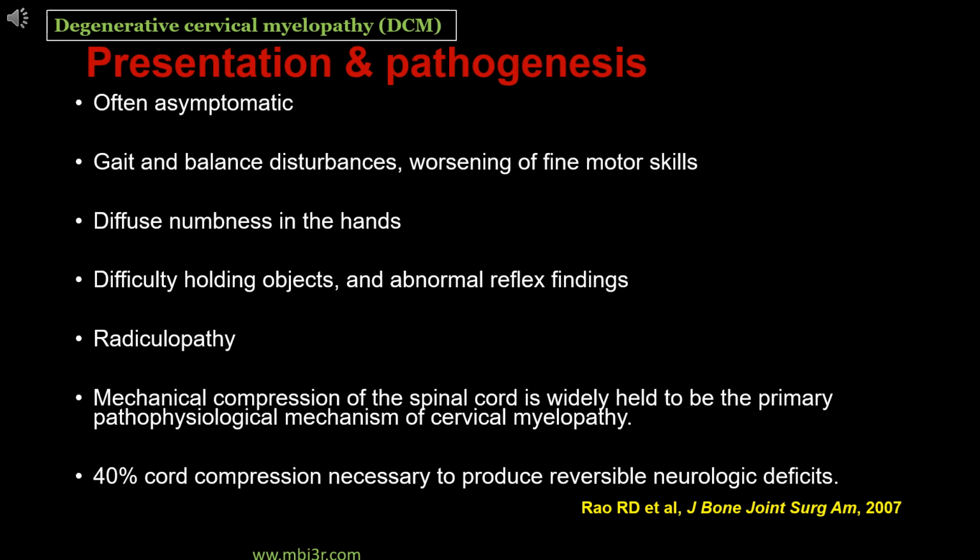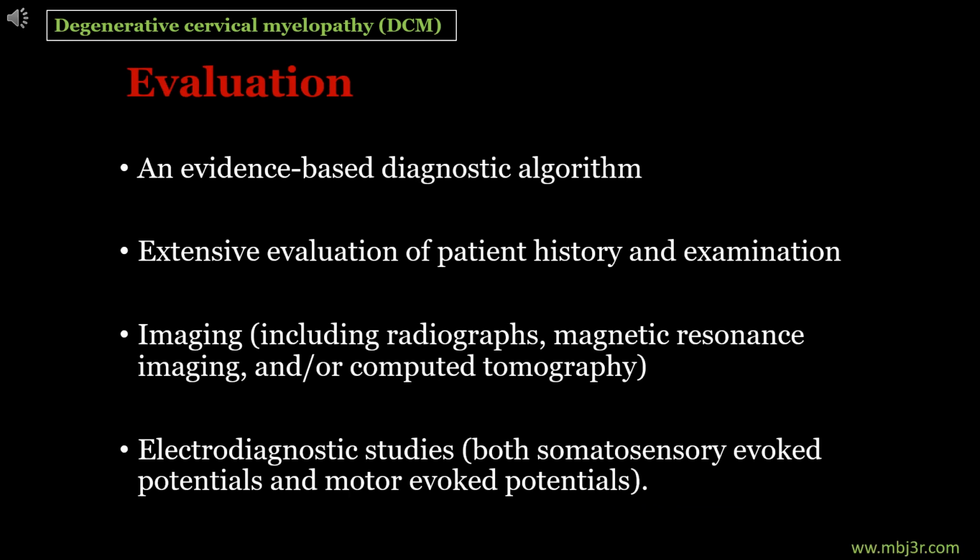Mechanical compression of the spinal cord is widely held to be the primary pathophysiological mechanism of cervical myelopathy. Animal studies have shown that at least 40% cord compression was necessary to produce reversible neurological deficits. Evaluation of the cervical myelopathy patient is very important.